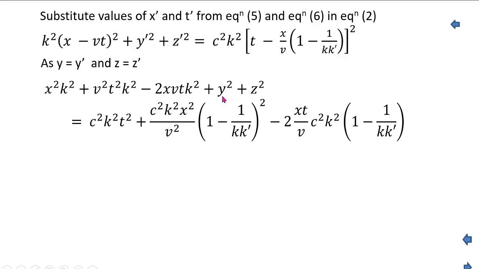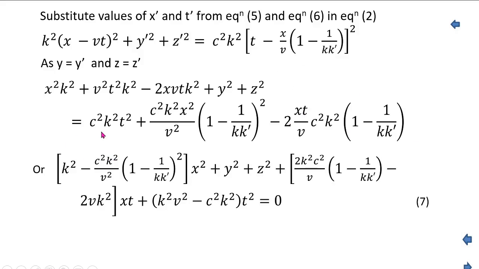y dash is equal to y, therefore here y square. z dash is equal to z, therefore z square. Again use the rule (a − b) square and simplify. Then we get c square k square t square plus c square k square x square upon v square (1 − 1/k dash) bracket square. This is the first term square plus the second term square, minus 2 times the product of the first term and the second term, x upon v and the second term.